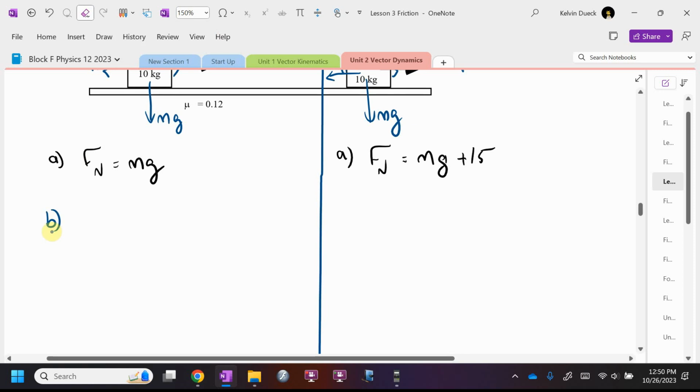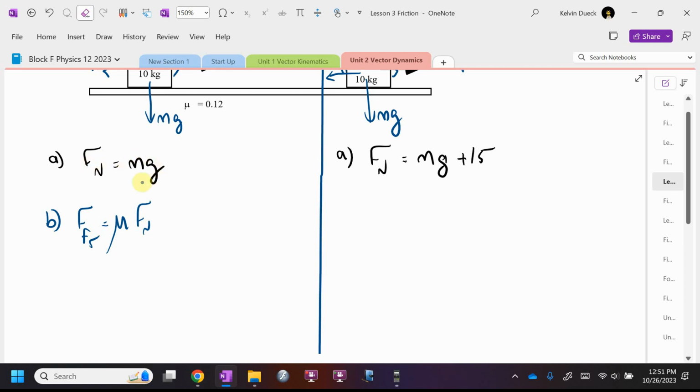Part B says find the force of friction. How would I find the force of friction? Friction is what times what? Let's write that down. Friction equals mu times the normal force. Do I know mu? What's mu? I don't know the normal force. Oh, but look, I know another equation I can substitute in for the normal force: mg. So if I crunch this, I'll get 0.12 times 10 times 9.8.